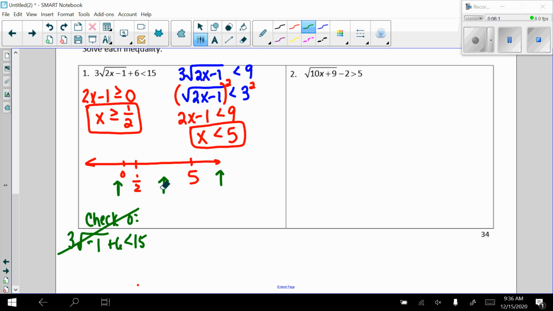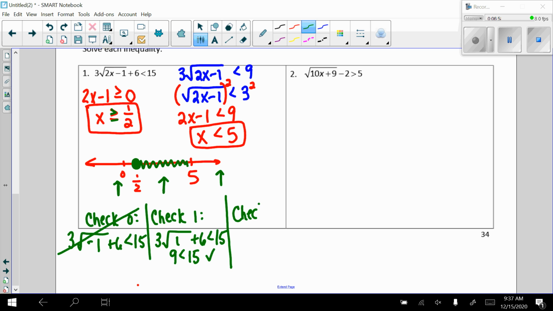Now let's test between 1/2 and 5. So you can pick any number. I think 1 is the easiest number to check. So check 1, and we get 3 times the square root of 2 times 1 is 2, minus 1 is 1, plus 6 is less than 15. 3 times 1 is 3, plus 6, we get 9 is less than 15. That is a true statement. And what that means is all of the values in here will work. Okay, and notice that this said greater than or equal to 1/2, so this would be a closed circle on 1/2.